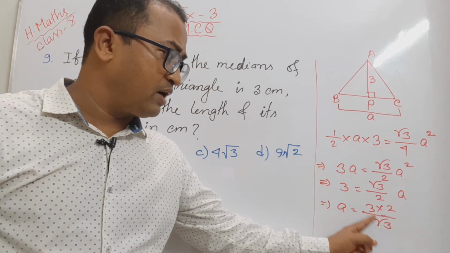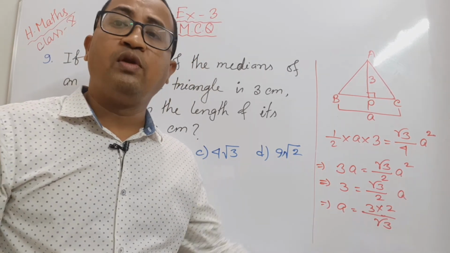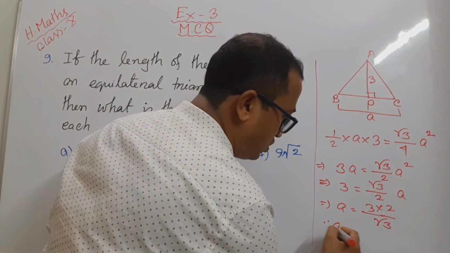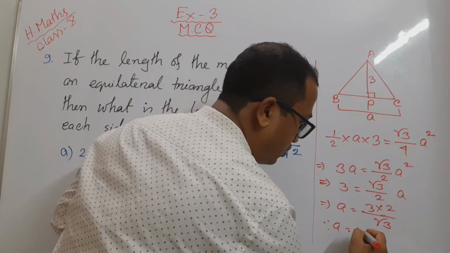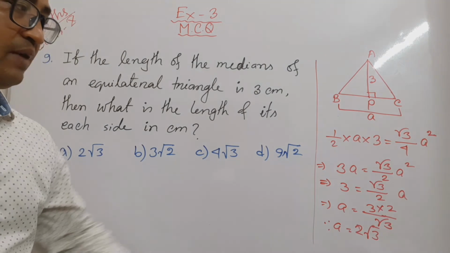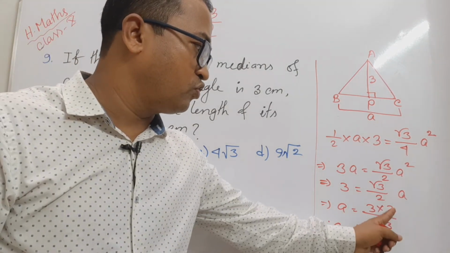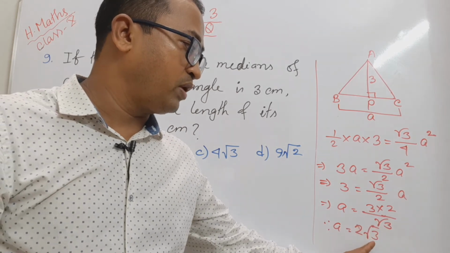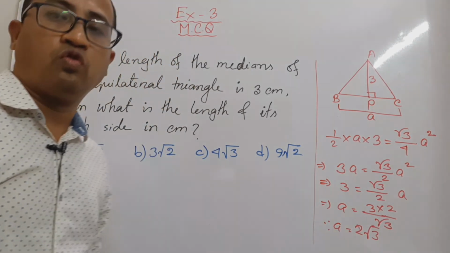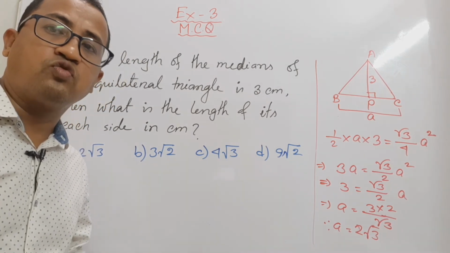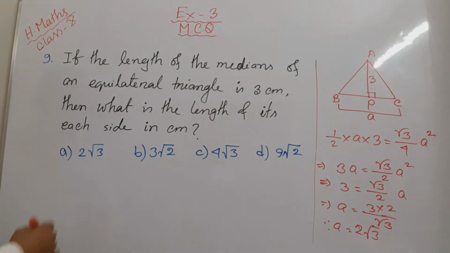Now this 3 and root over 3, if you cancel this, you will get root over 3. So a is equal to 2 root over 3. That is one side of the equilateral triangle, 2 root over 3. So our answer is 2 root over 3. That is option A.